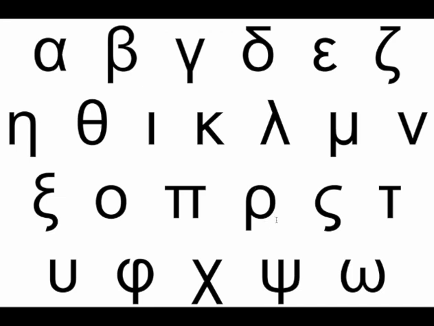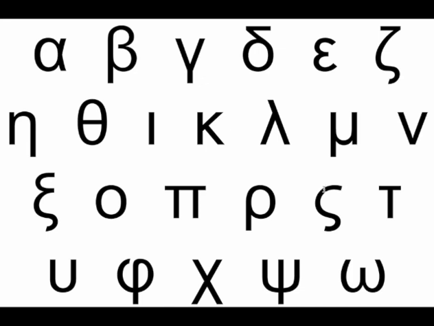Next we have a rho. This is similar to an English R. Think of drawing an R but completing the circle, which might be one way to remember it. Or it's like a paddle, row your boat. Starting from the top: A, V, G, D, E, Z, A, th, E, K, L, M, N, X, O, P, R.